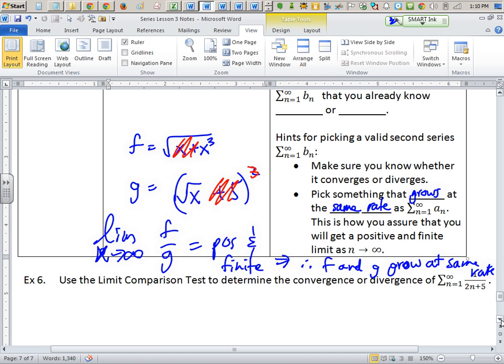You put the two functions in the limit. You do limit as x goes to infinity. If you get like 1 or 5 or 3 or e or pi, that means that they grow at the same rate. Well, it means the same thing for series. Series are functions with a positive integer domain.